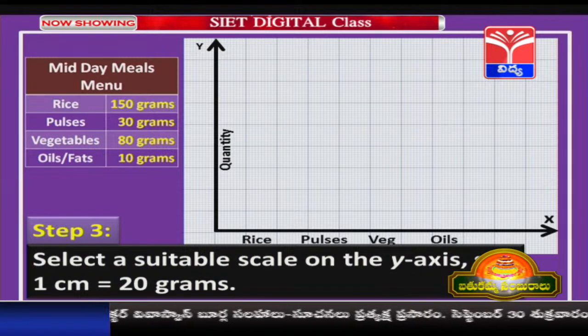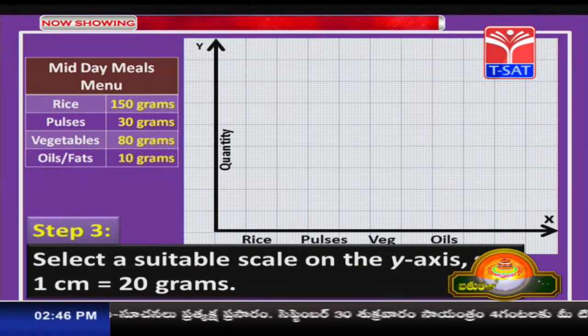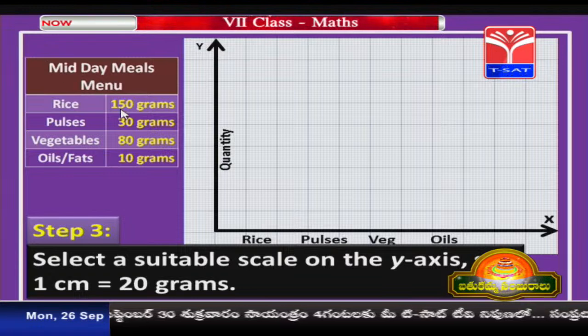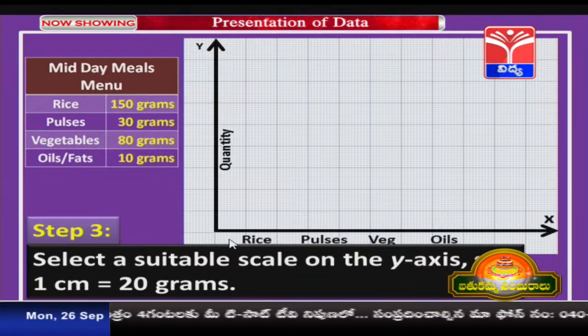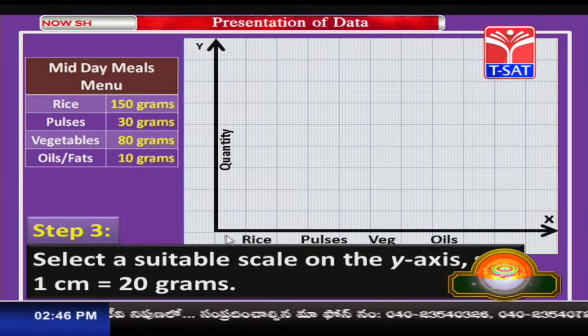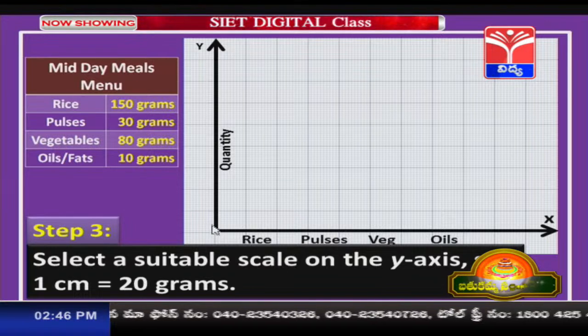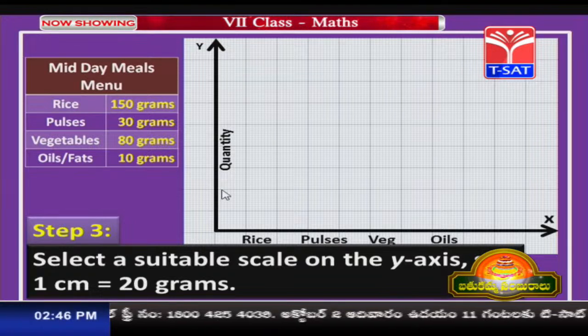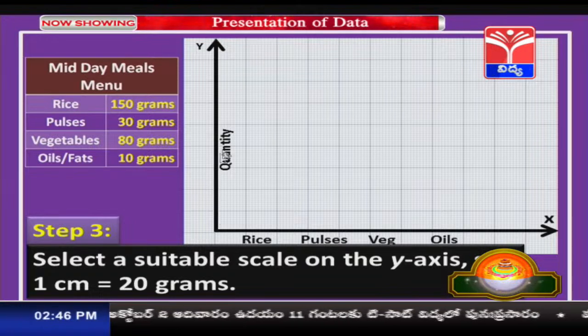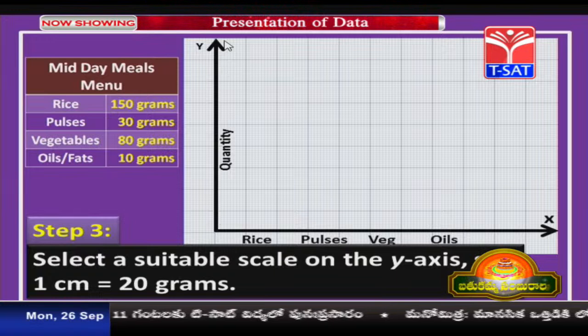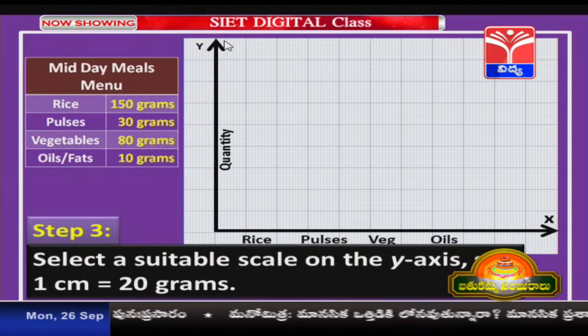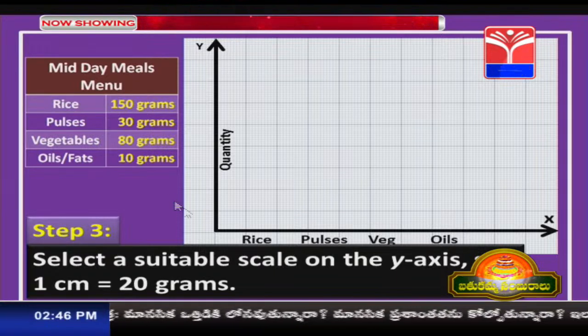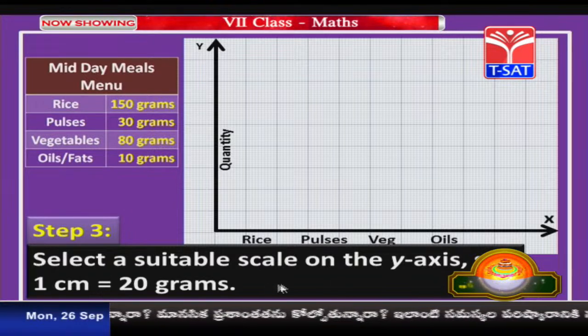Now, why do we have to take a scale? If you notice children, here we have 150 grams. I cannot take each and every centimeter, so this distance from here to here is 1 centimeter, or from here to here it is 1 centimeter. I cannot take each centimeter as 1 gram. If I take like that, I need 150, so I cannot accommodate this 150 on a paper. That is the reason we select a suitable scale.